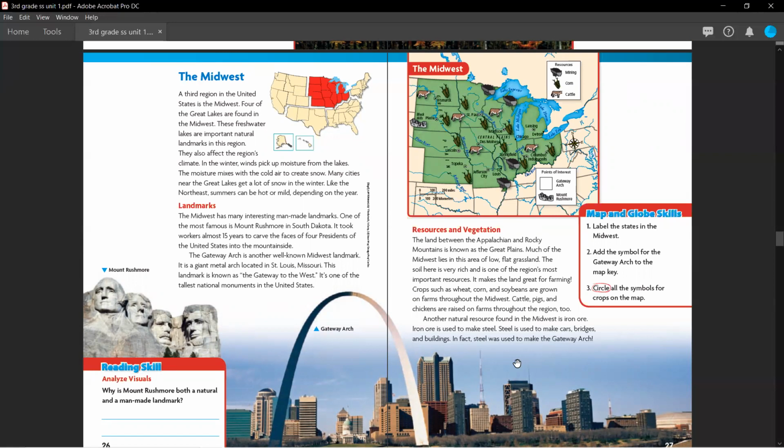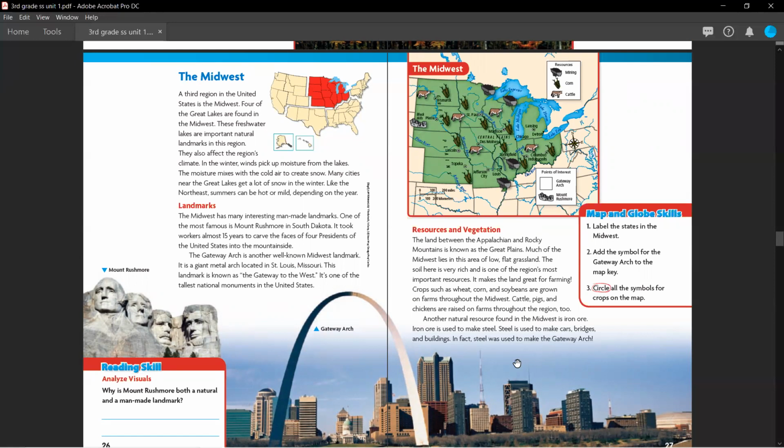In the winter, winds pick up moisture from the lakes. The moisture mixes with the cold air to create snow. Many cities near the Great Lakes get a lot of snow in the winter. Like the Northeast, summers can be hot or mild, depending on the time of year.